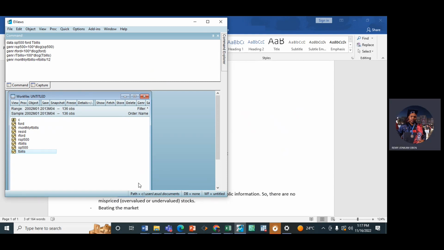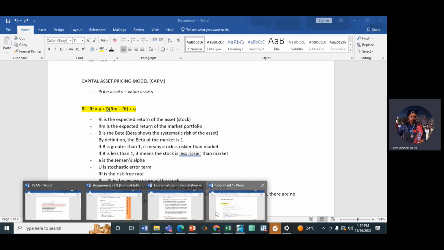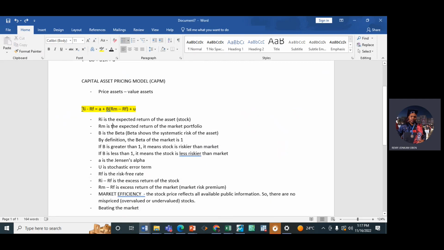It's fine? Yeah. Any problem? No. Okay. So after we have done that, what are we to do next? We should get excess returns, right? Yeah. We should take return of stock minus ROF. Actually, guys, to make your life easy, you can do this on Excel, and then you just bring the final figure to eViews.